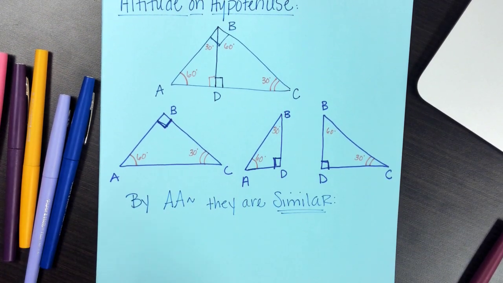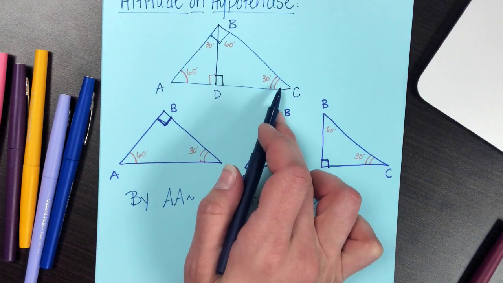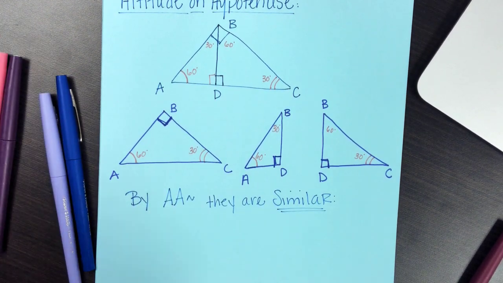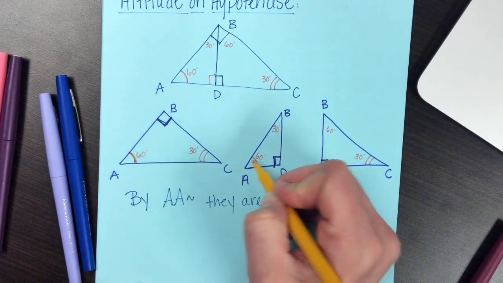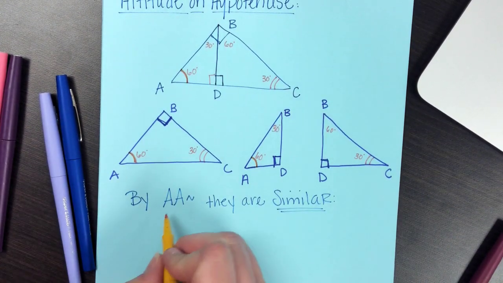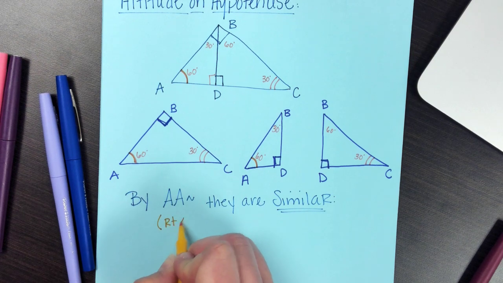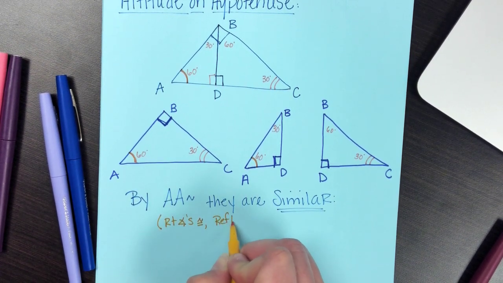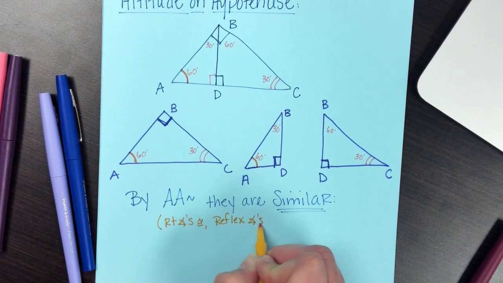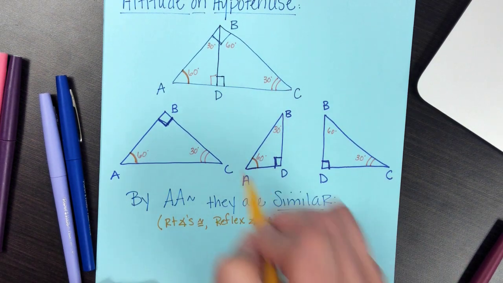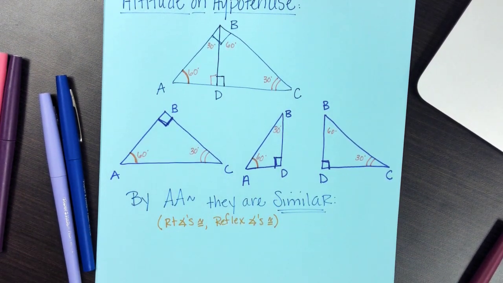So by angle-angle, all of them are similar. Now, I didn't need to put the numbers in. Right away, what you need to pay very close attention to is that just by the reflexive angles, that was enough. Angle-angle: our right angles were congruent, and we had the reflexive angles that were congruent. So all three of these are similar by angle-angle.